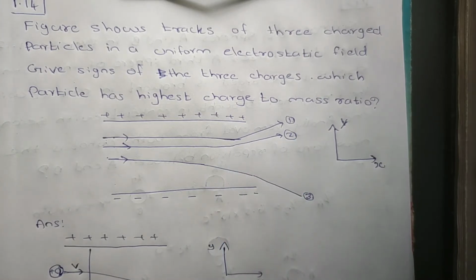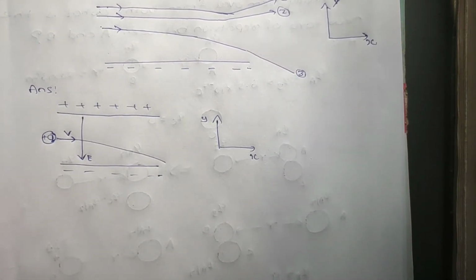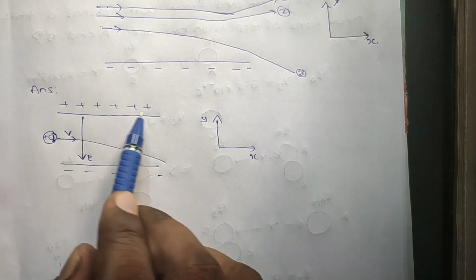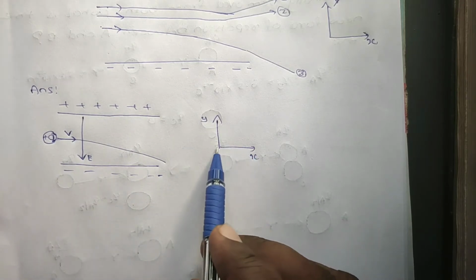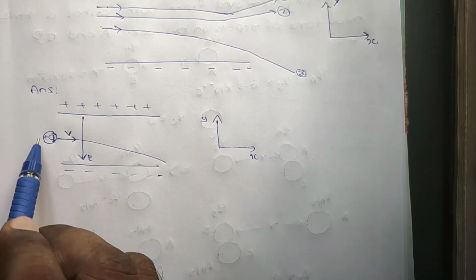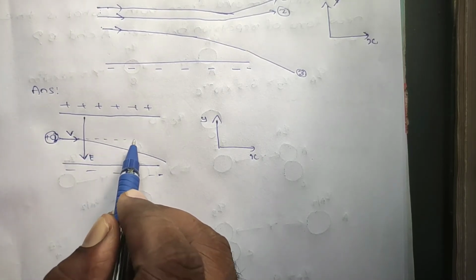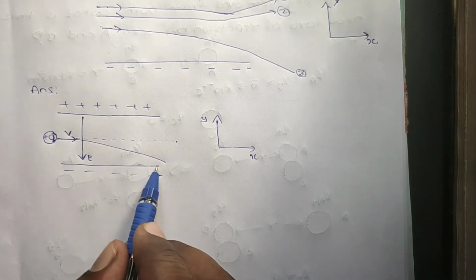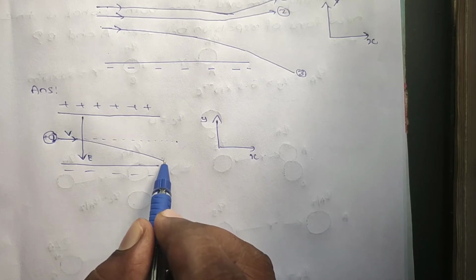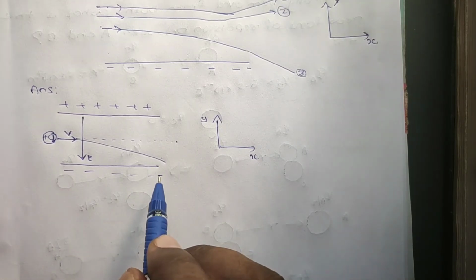For finding the charge to mass ratio, we have to consider a situation. Here it is a positive plate, here it is a negative plate. Here is the x-axis, y-axis. Here a positive charge is moving along the direction of x-axis. So this positive charge is deflected towards this negative plate. We need to find out how much it is deflected.